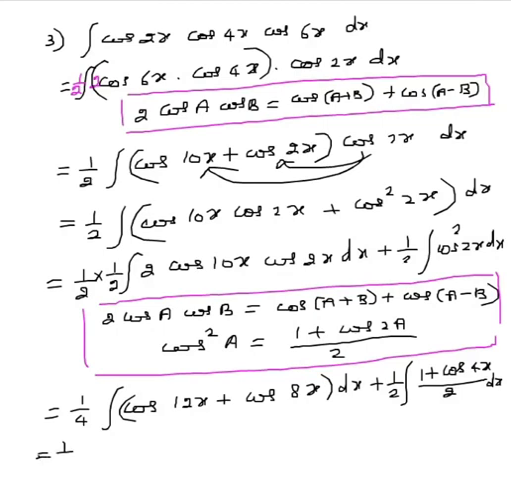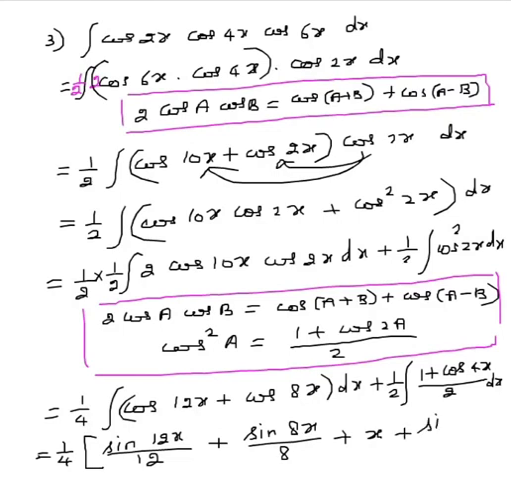1 by 4 is common. Let us take it out. Integral of cos 12x is sine 12x divided by 12. And integral of cos 8x, which is plus sine 8x divided by the coefficient 8. Here I have taken 1 by 4 out. Integral of 1 is x and integral of cos 4x is plus sine 4x divided by 4 and plus c.